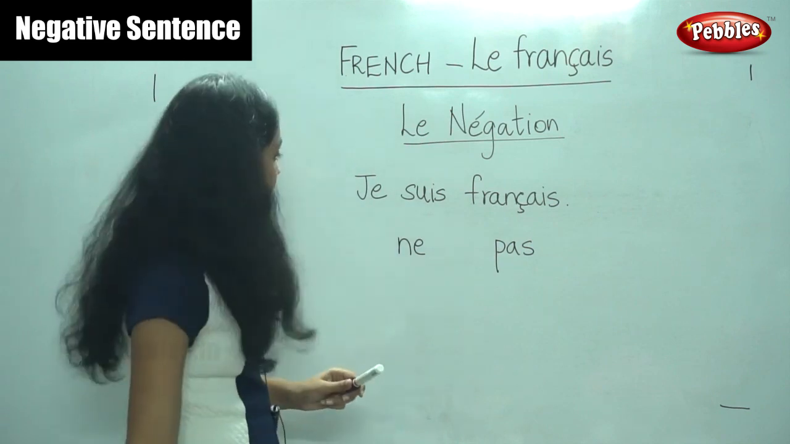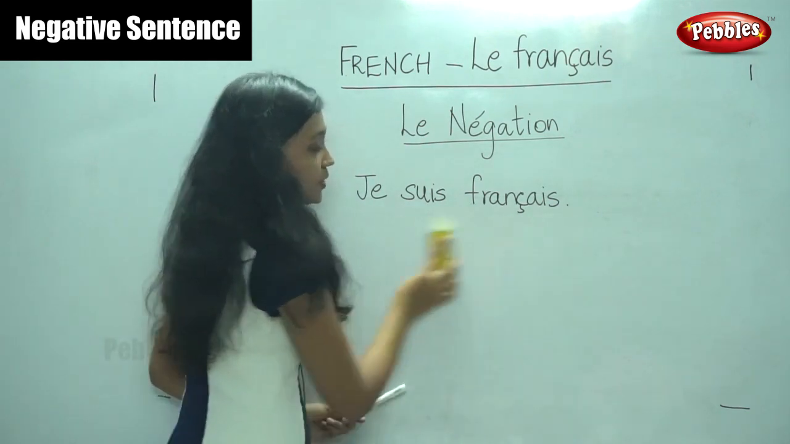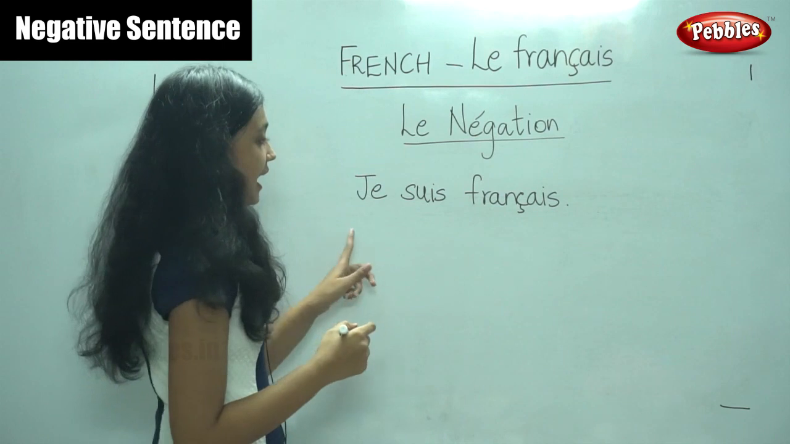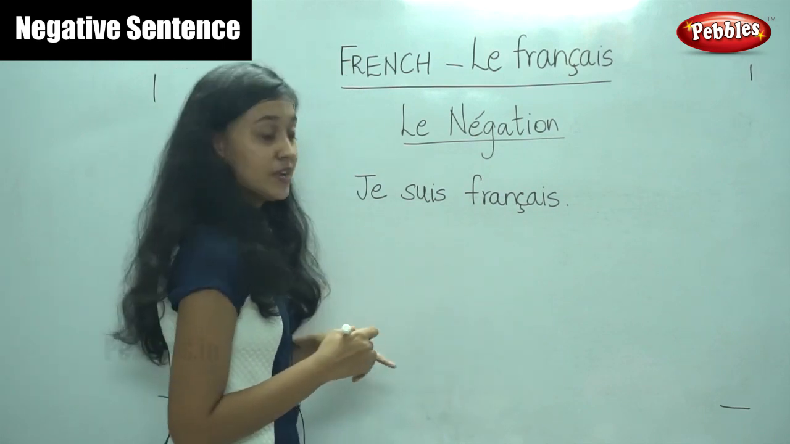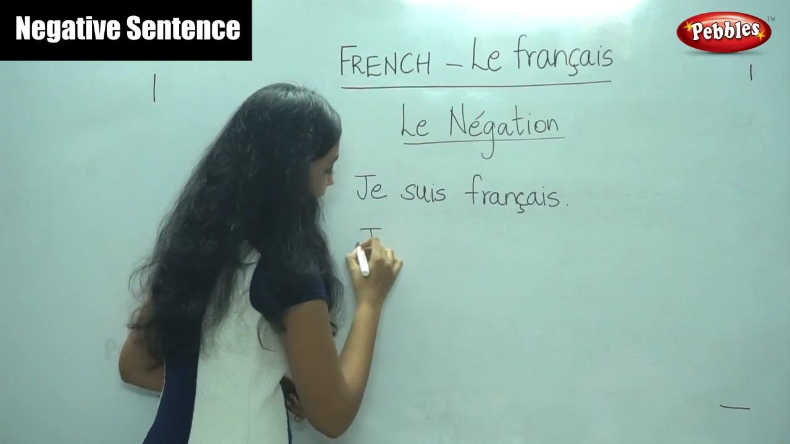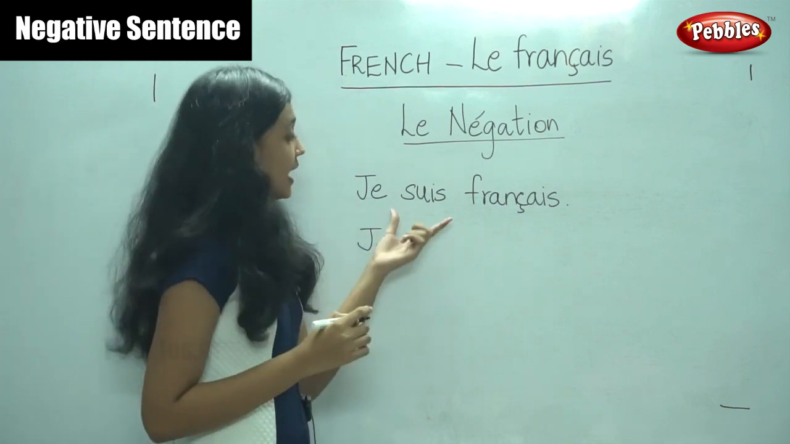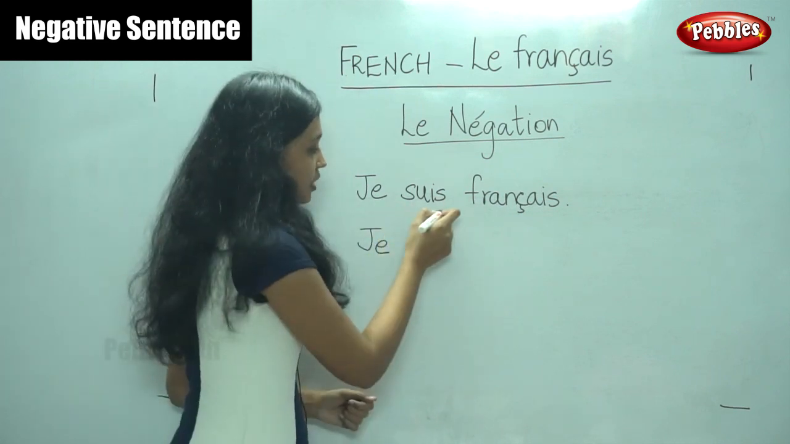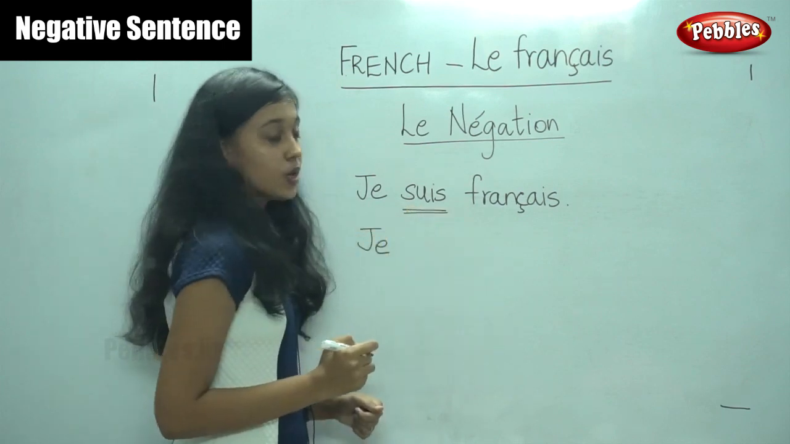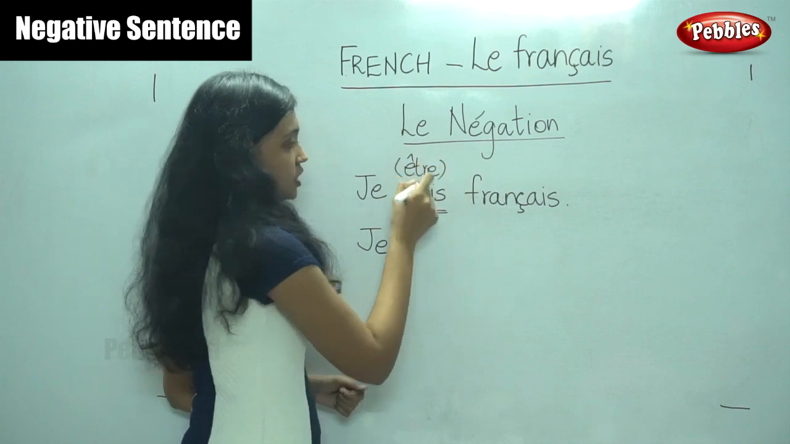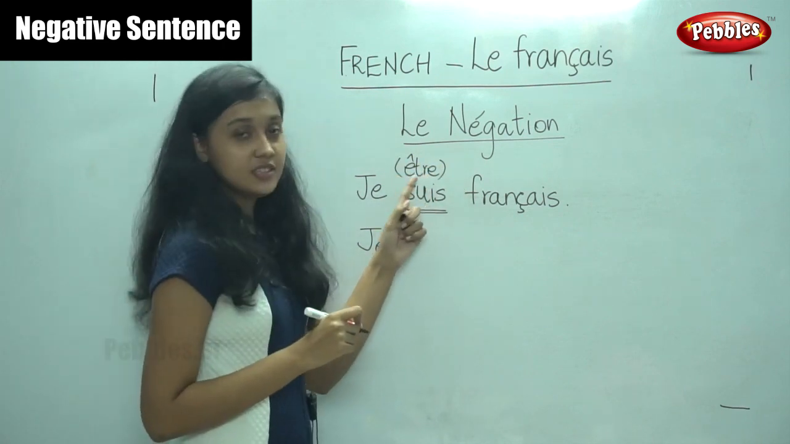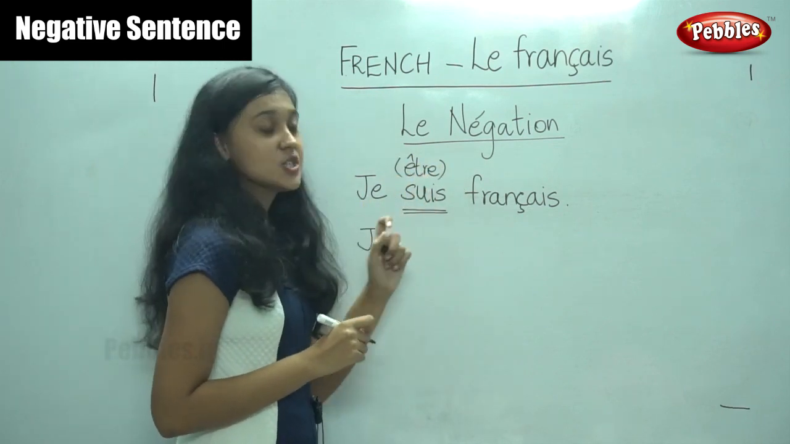For example, see this sentence, je suis français. I am French. Now, to make this sentence into negative, you would say je. So what? First we have to identify the verb. Which is the verb here? Suis. What is the verb? It is the être verb. Do you remember the conjugation for être? For je, it is suis.